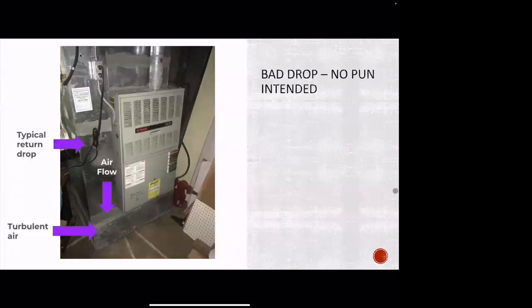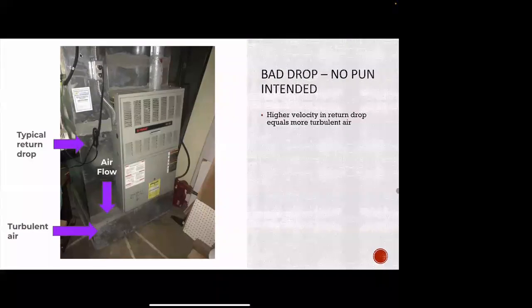So here's a bad drop. No pun intended. This is what we see every day. This is what we need to be aware of and understand what's happening. So we have a typical return drop with that airflow to the left there going down. What happens is there's a lot of turbulent air where that's going back over to the blower. The higher velocity in that return air drop equals more turbulent air, which is going to then have a higher pressure drop across your filter, which equates to higher overall duct pressure, or TESP.